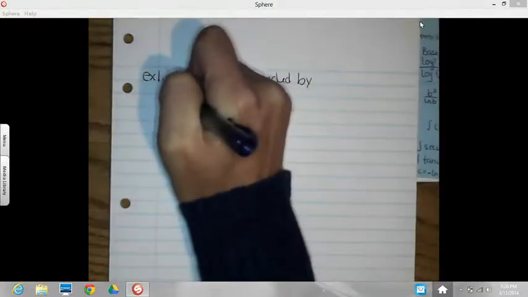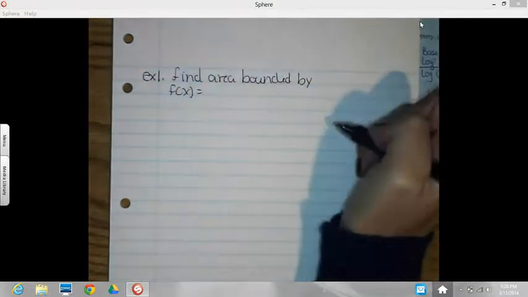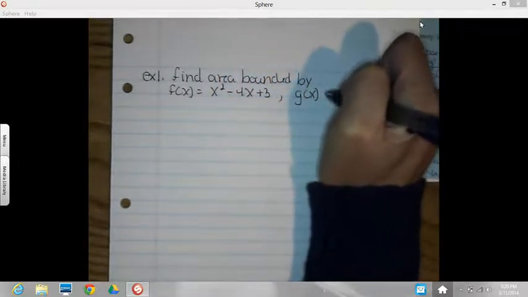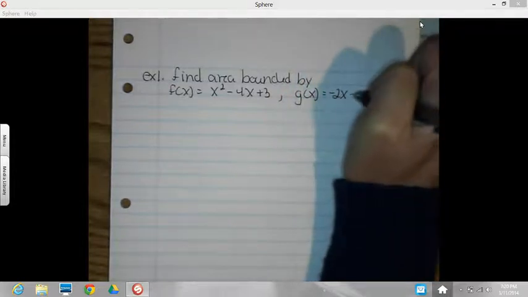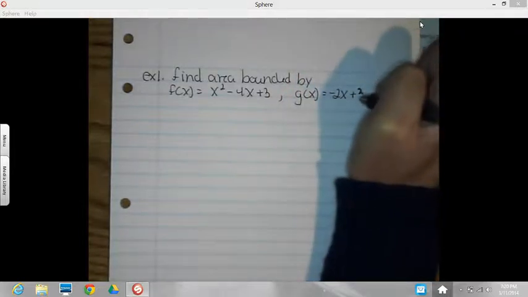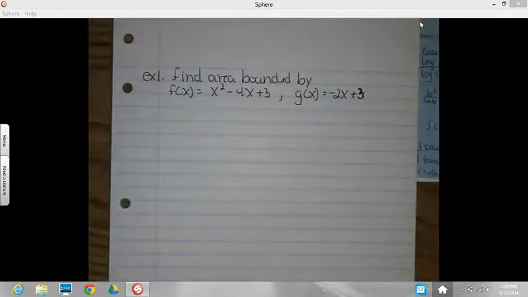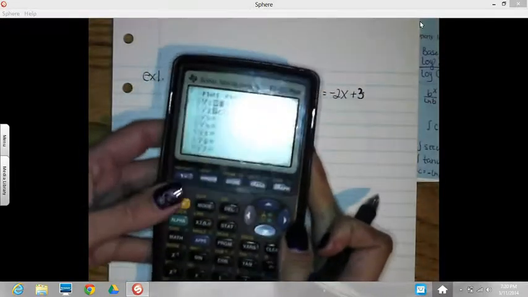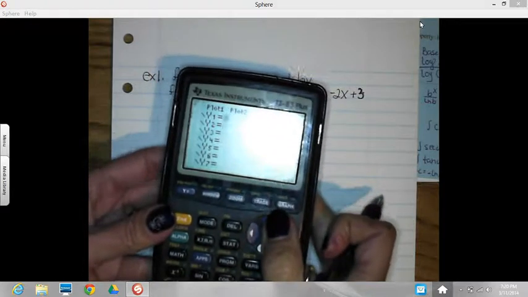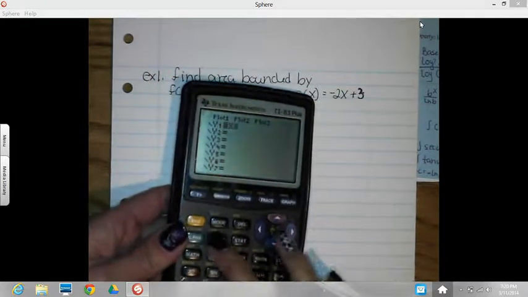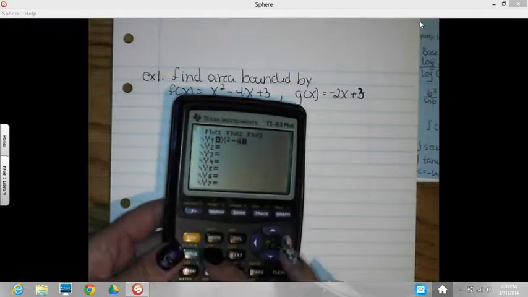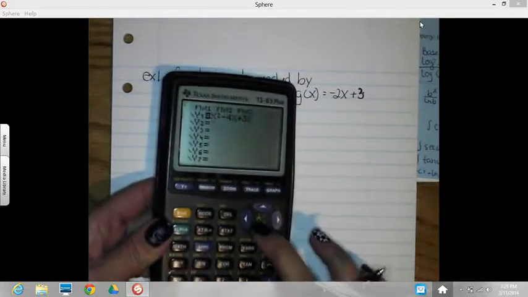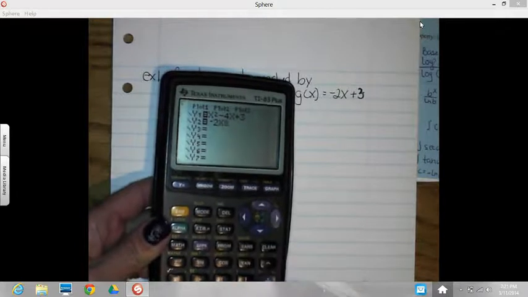f of x equals x squared minus 4x plus 3, and g of x equals negative 2x plus 3. Okay, so first thing we need is a sketch. You have to graph them. I know one's a parabola, one is a line. I got x squared minus 4x plus 3, negative 2x plus 3.